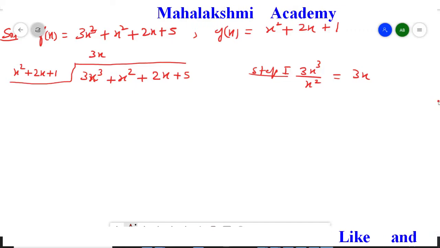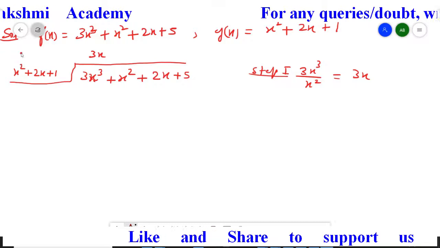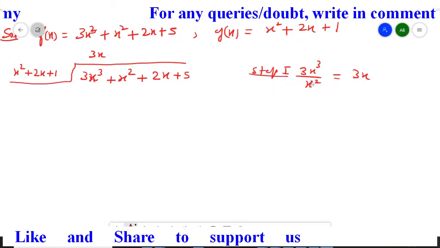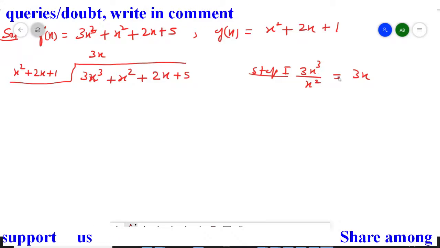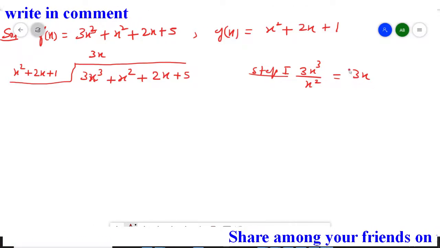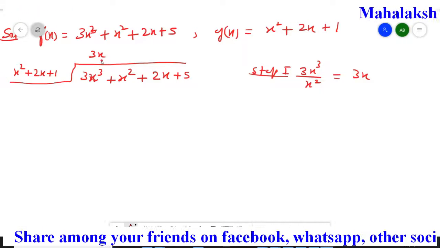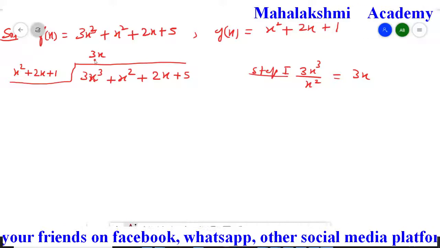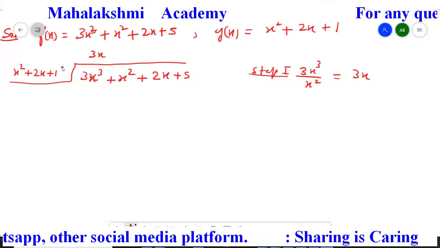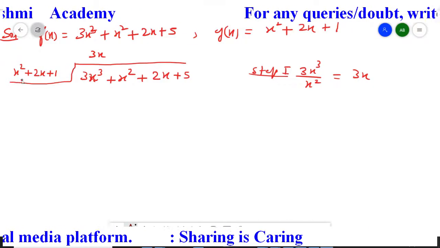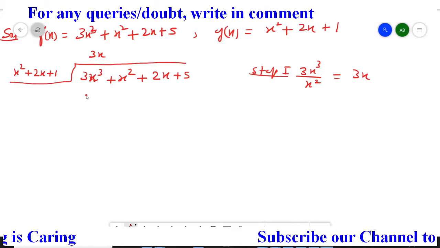So what we had done is, in step 1 the first term of f(x) and the first term of g(x) we wrote here and we divided. So x square cancels with x cube, only x remains. So the answer is 3x. This 3x you just write down in the quotient, so the first term of the quotient is 3x. Now by this 3x you have to multiply the complete divisor. So 3x multiplied by x square gives you 3x cube, so we write here 3x cube.